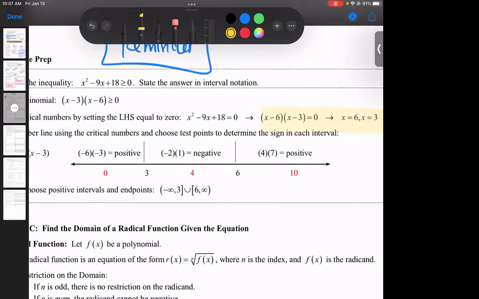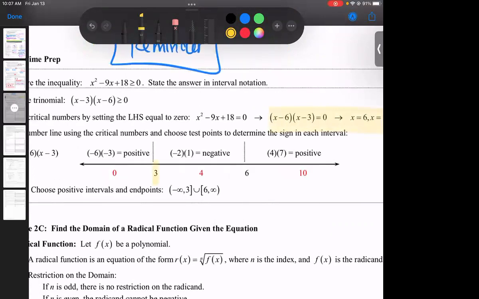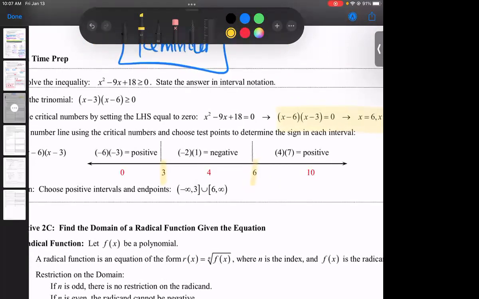Once you have number 3 and number 6, you plug them onto the number line like that. 3 comes before 6, the 3 is smaller. And then you have 3 intervals. At the ends, you always have infinity, negative infinity. I know they don't write it there, but there's negative infinity and positive infinity.